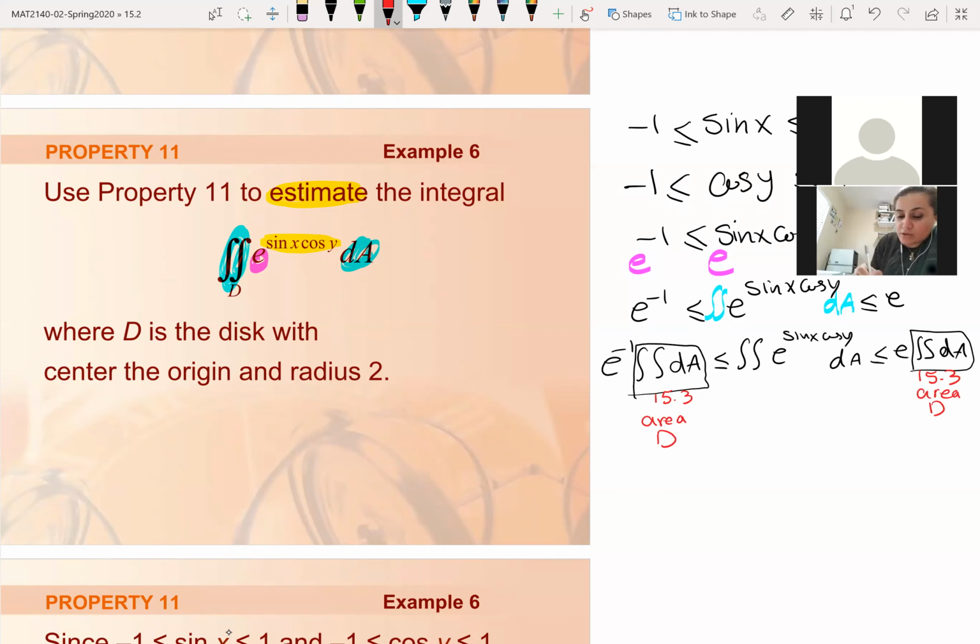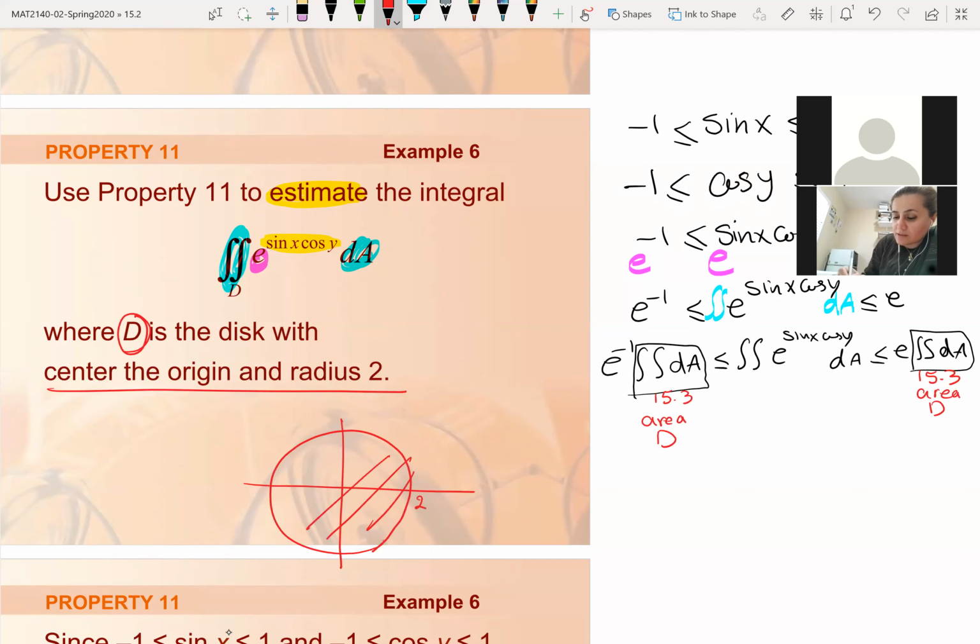Area of the region. So what's the region? The region is a circle with the radius of 2. So that's just the area of the region, which is the circle with the radius of 2, which is going to be pi r square. Okay, so you have then e to the -1 as a constant, then you have area, which is 4 pi, then you have double integration of sine x.